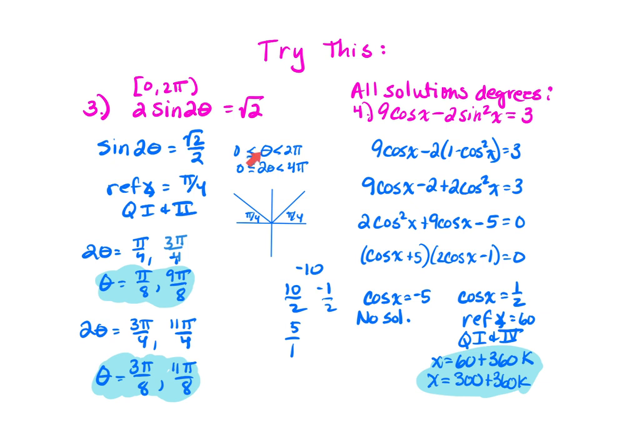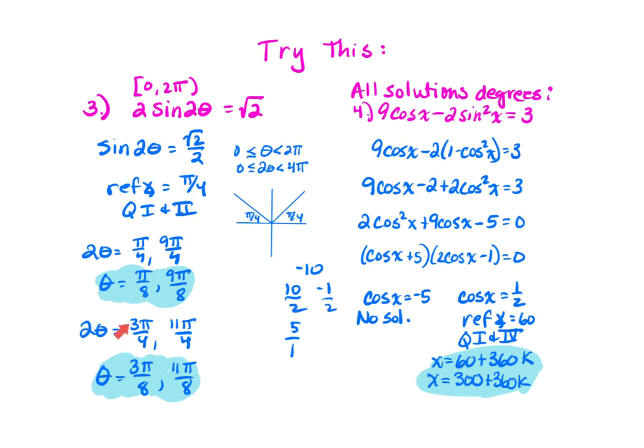Now notice my constraint for theta is between 0 and 2 pi. My constraint for my angle, or 2 theta, is between 0 and 4 pi. So my angle is allowed to spin around once and twice. So if I take this pi over 4 and add 2 pi to it, I get 9 pi over 4. Pi over 4 plus 8 pi over 4 is 9 pi over 4. That's a coterminal angle with pi over 4. It lands in the same spot.